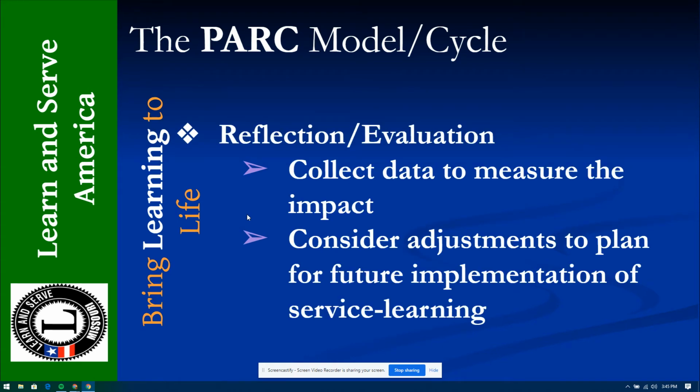After the community service is performed inside of service learning, they actually look at the data they've collected and reevaluate to measure the impact of the work. They consider if they were to do this plan again, what adjustments to the original plan might be needed to even have further impact.